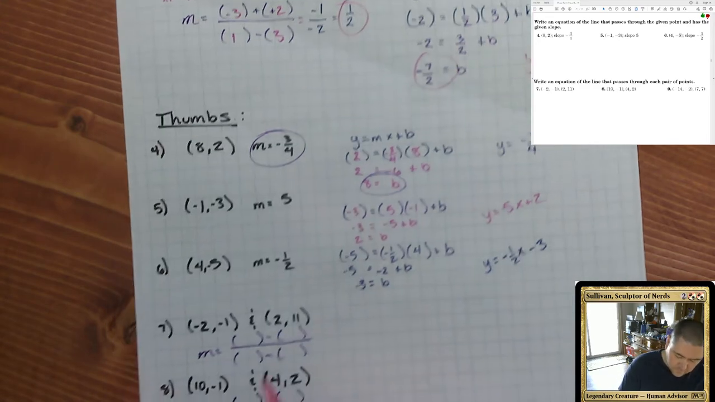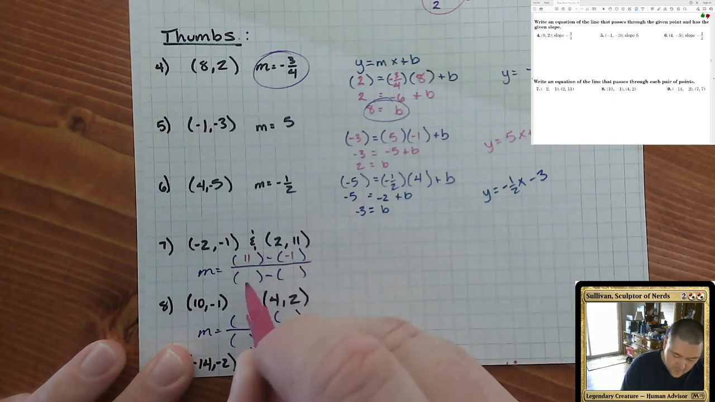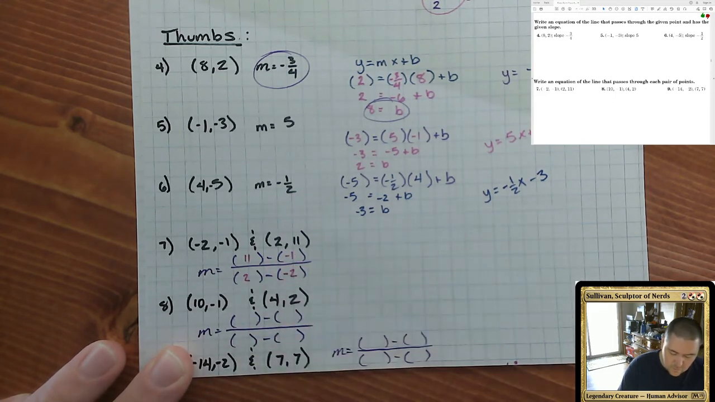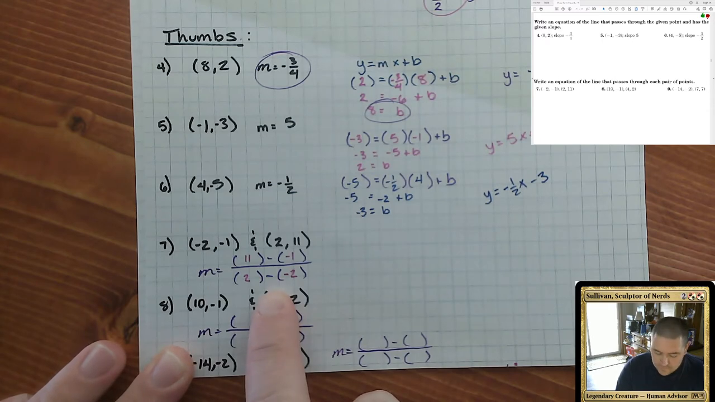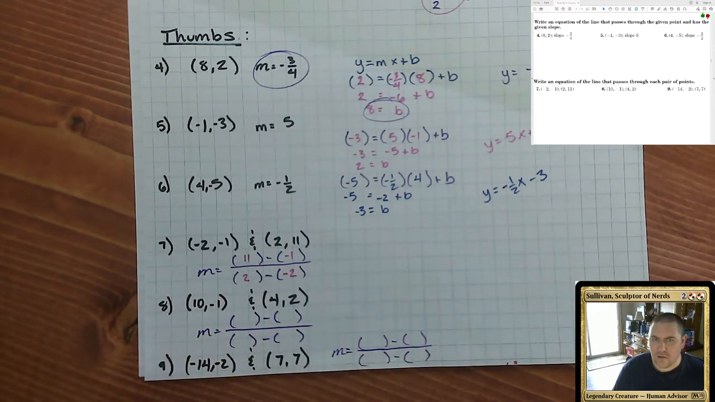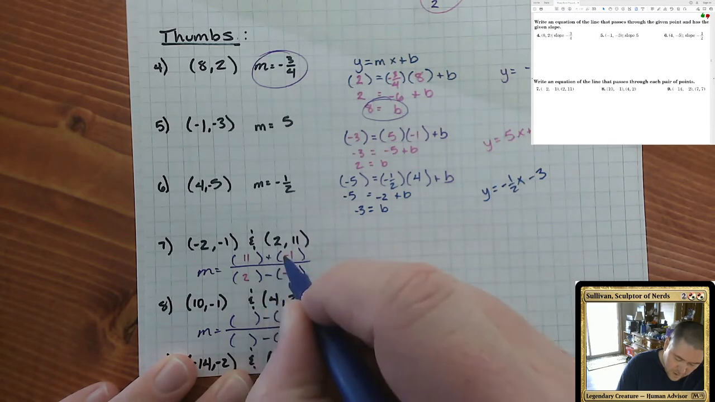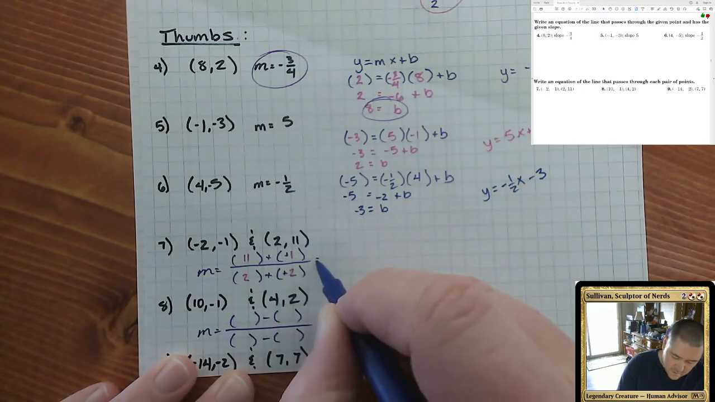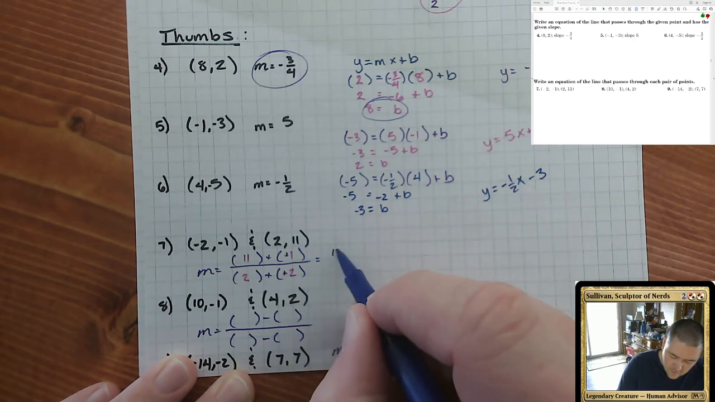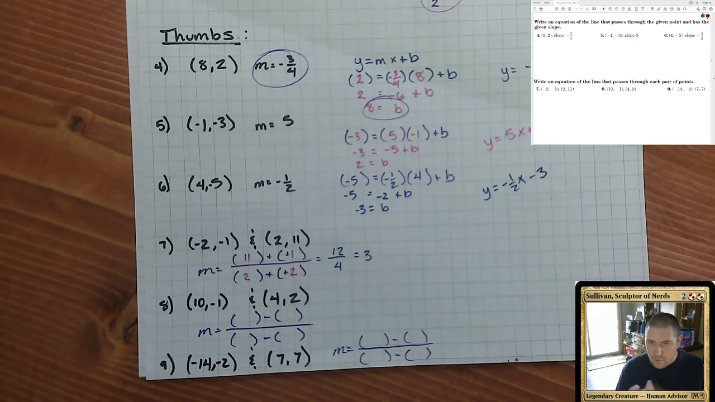Down here, first I gotta find my slope. 11 minus negative 1 and 2 minus negative 2. This is why those parentheses are really handy. If we didn't put parentheses there, how many of us said 2 minus 2 is 0, and then this was undefined, and what the crap do I do now? No, it's 2 minus a negative 2. So I have to remember I add the opposite, getting 12 over 4, which is 3. So I know the slope.